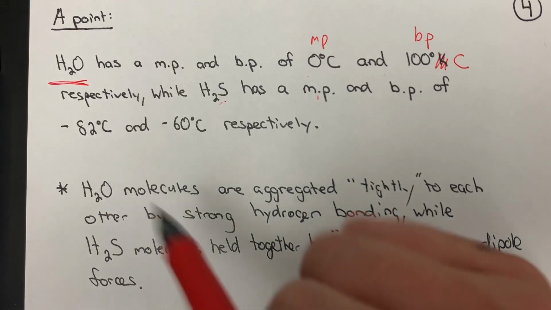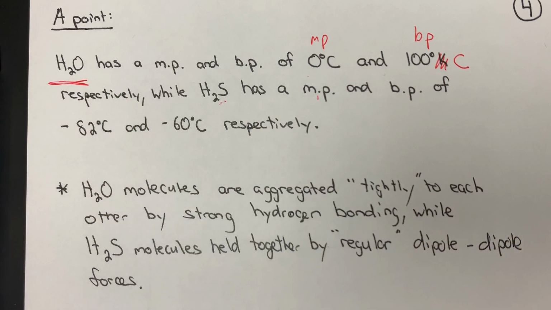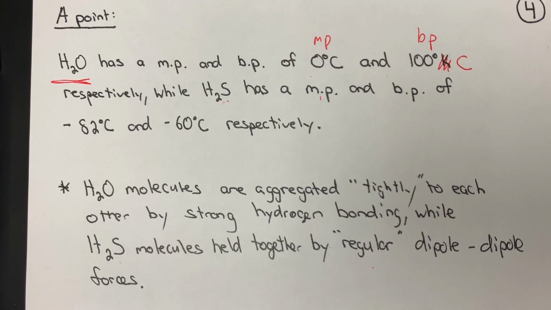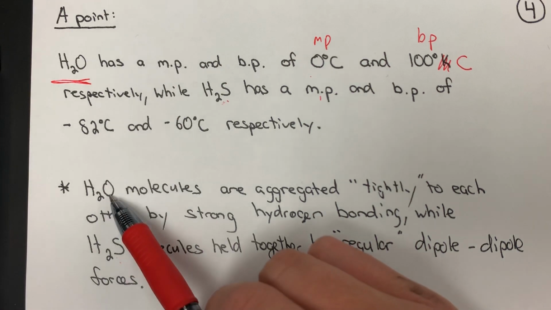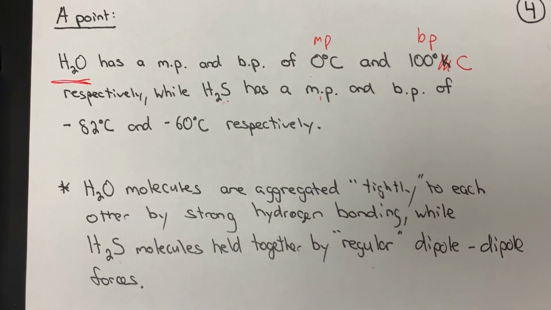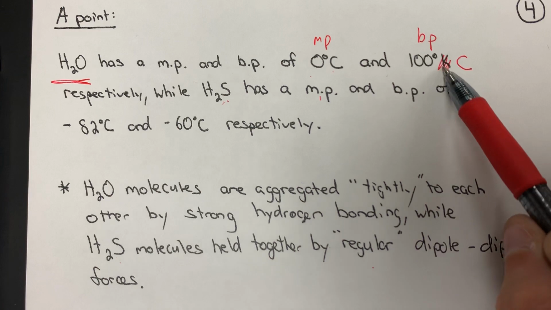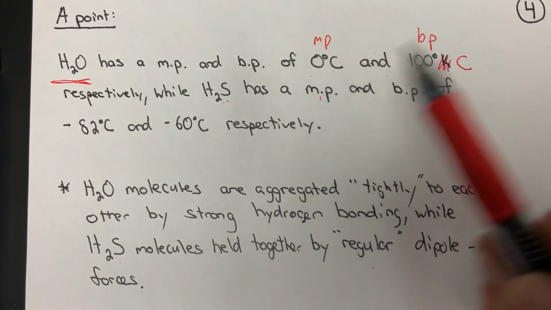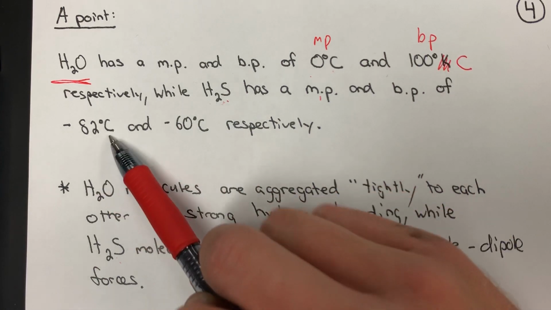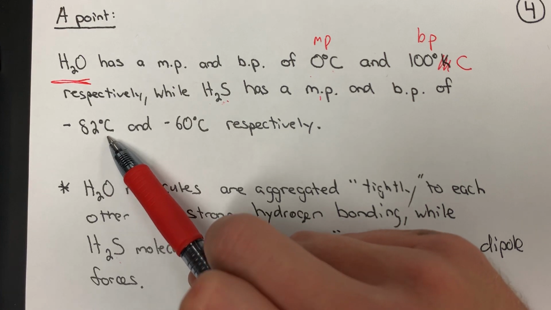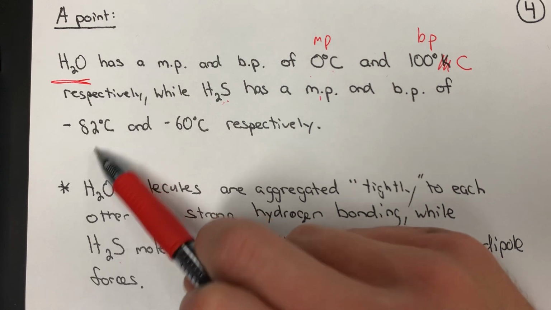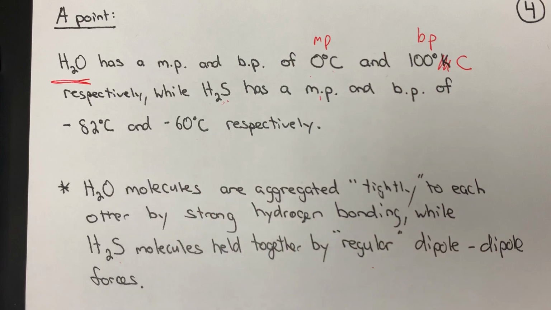Now again, water has the capacity for hydrogen bonding. Our H2S molecules, those are polar, sure, but they're held together only by regular dipole-dipole. The idea is that these hydrogen bonds tie up the water molecules so well that you need a fair amount of kinetic energy first to melt and then ultimately to boil, relative to our H2S here, okay, where you don't need as much kinetic energy to transition from the solid to the liquid state and then from the liquid to the gaseous state.